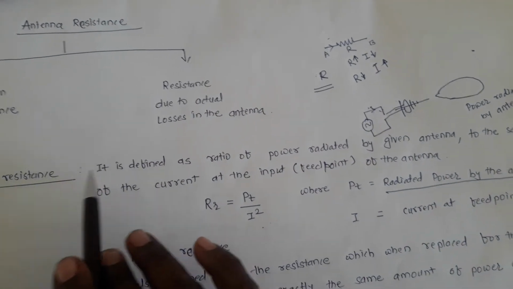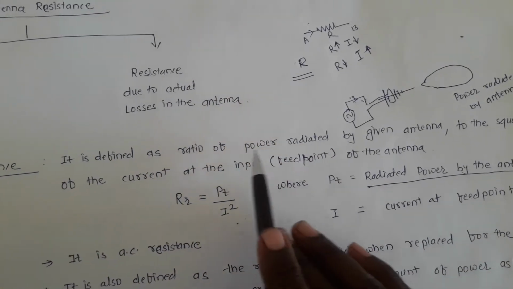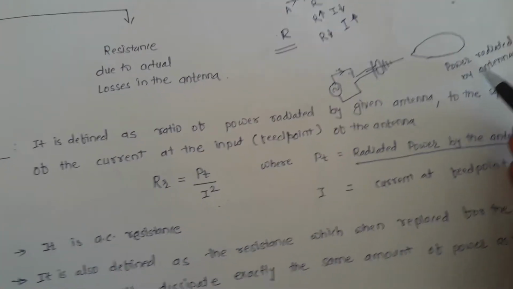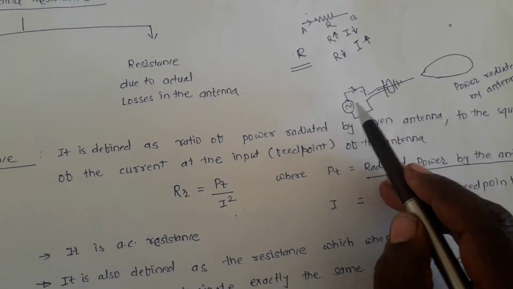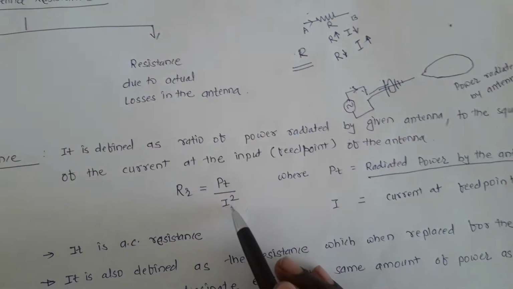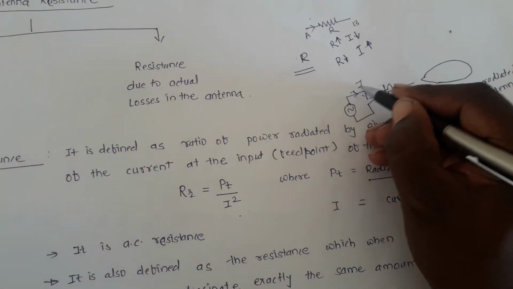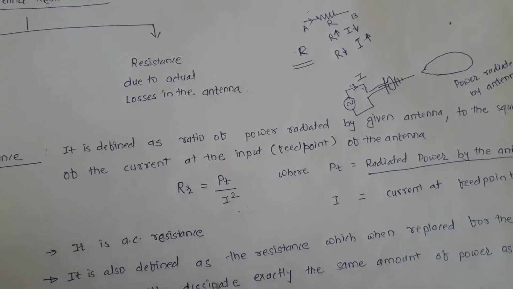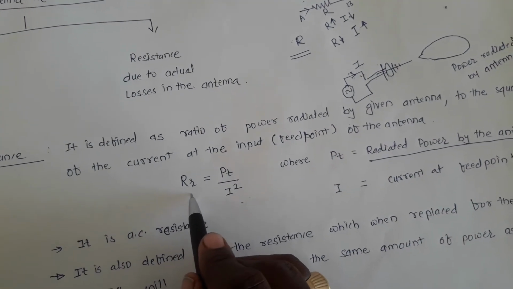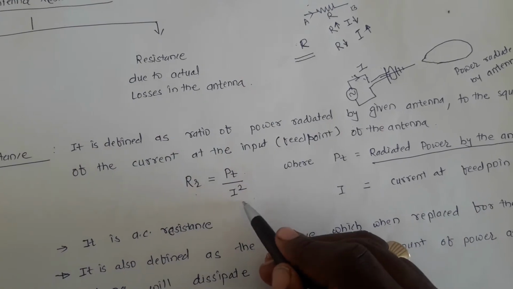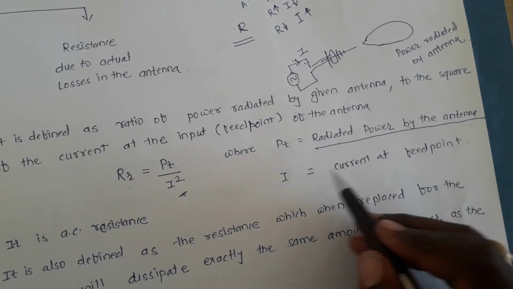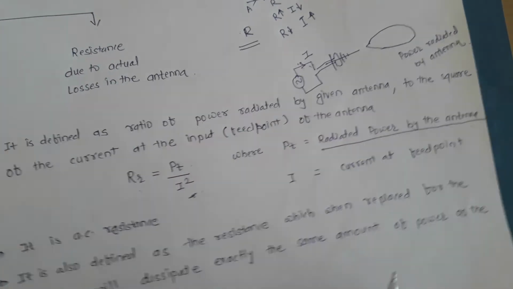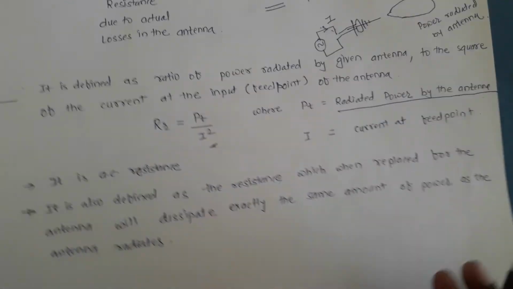So, while calculating the radiation resistance, it is the ratio of power radiated by the antenna to the square of the current that is applied to the input. If I am applying a current I over here, then the square of that current. Mathematically, radiation resistance is equal to Pt divided by I square, where Pt is the radiated power by the antenna, and I is the current at the feed point. Clear?